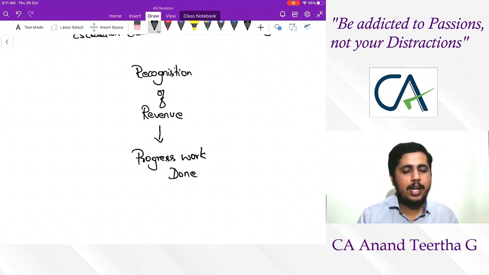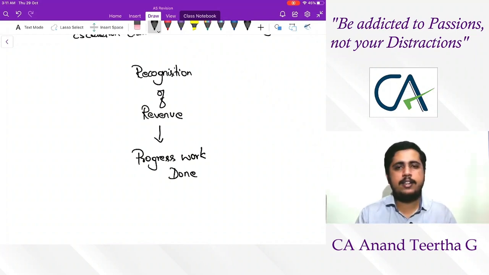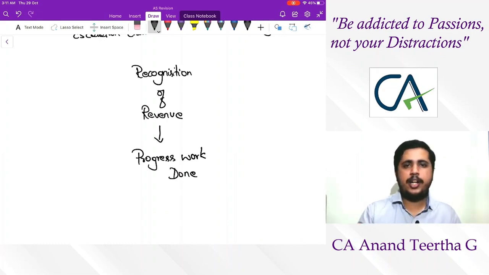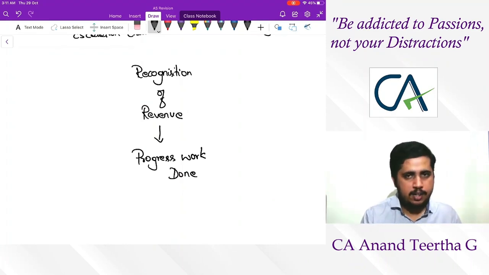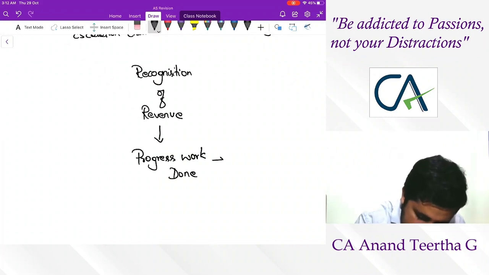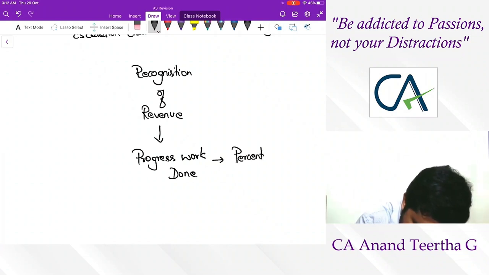Now at that time, what happens? In the first 2 years, there won't be any revenue. Suddenly in the third year, there is a total revenue. So instead of that, to go on a proportionate basis, they say according to progress of work done, record the revenue. Now, what do we call this? We call this the percentage completion method.